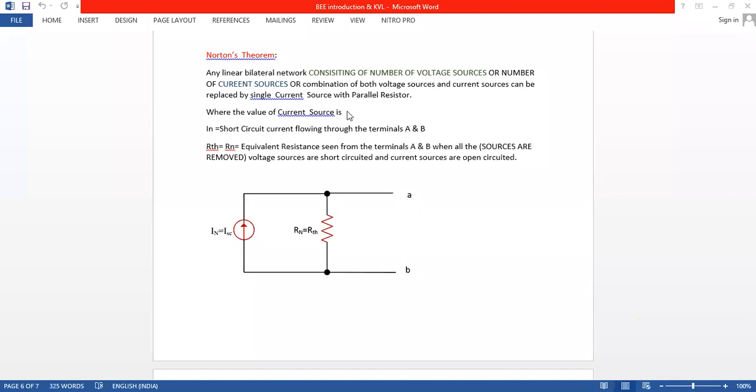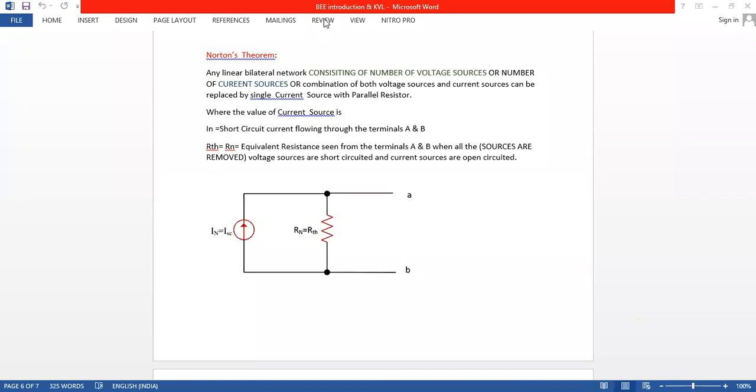So Norton's theorem statement is this: any complicated circuit can be converted into a simple current source with parallel resistor. So we have to explain in these terms. Now we'll take the problem on Norton's theorem. That problem is important.